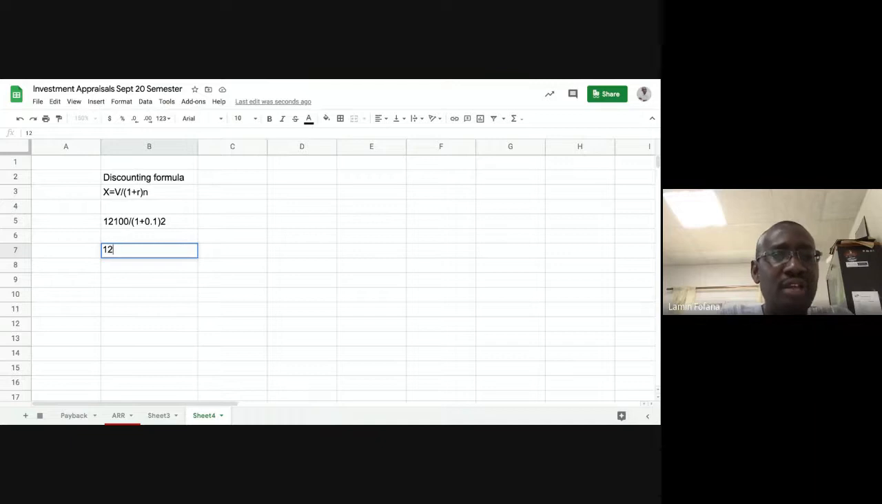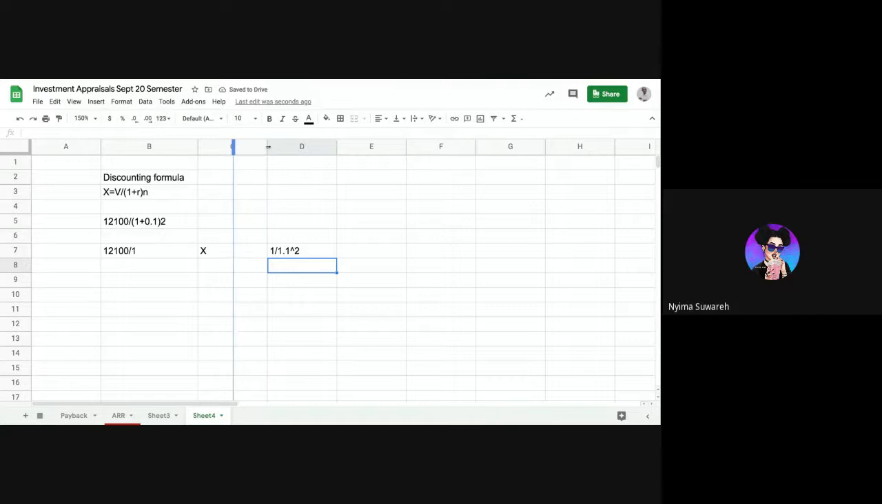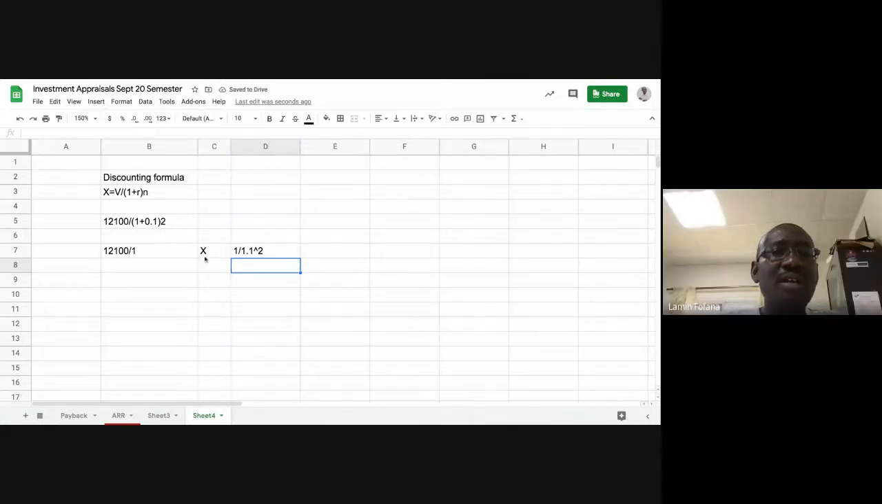Is it not the same as 12,100 divided by 1, multiplied by 1 divided by 1.1 raised to power 2? It's the same. So now, this 12,100 divided by 1, is it not the same as 12,100? So it will give you 12,100 multiplied by this 1 divided by 1.1 raised to power 2.